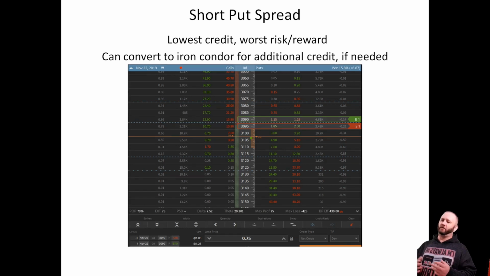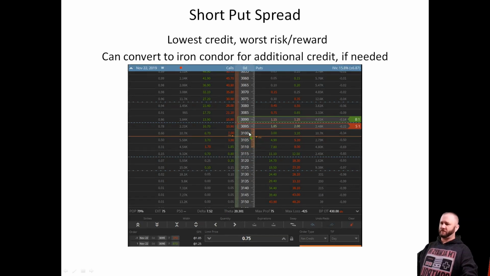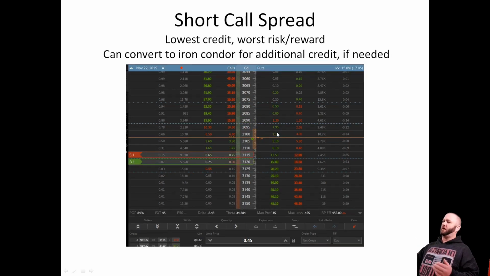Okay, and one of the advantages is you can convert it into an Iron Condor, collect more credit, and you're not putting up any additional buying power. So that is the one advantage of the short call spread and the short put spread. And you can see here 45 cents. This one was 75, but I was a little bit further at the money, and puts are a little bit more expensive right now.